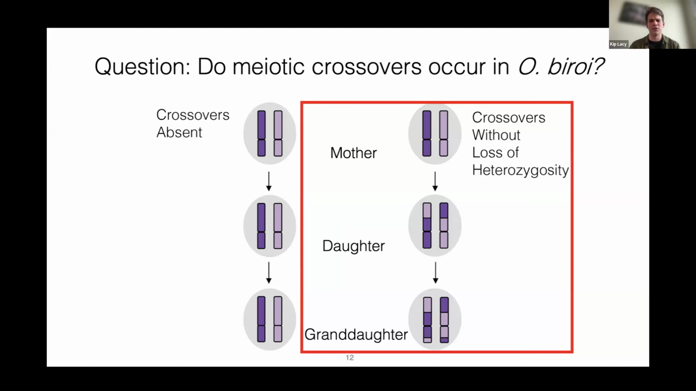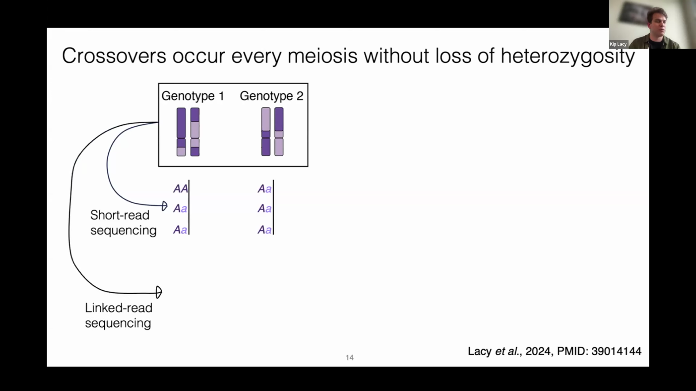So I draw on here mother, daughter, granddaughter, but I actually at this point didn't know the timescale. And to do that, I would require pedigree-based studies. So I would need haplotypic data from diploid individuals. And so for that, I turned to linked read sequencing, where in contrast with short read sequencing, you can then phase haplotypes and then directly compare those haplotypes to count crossovers.